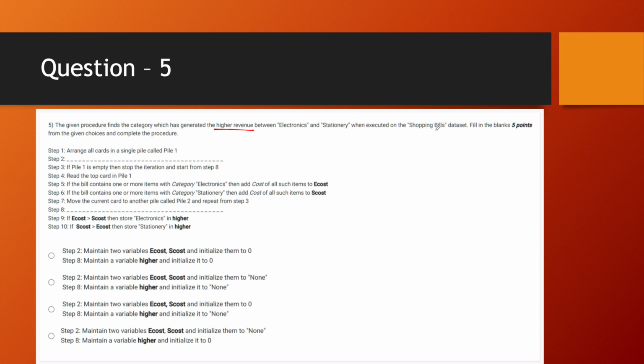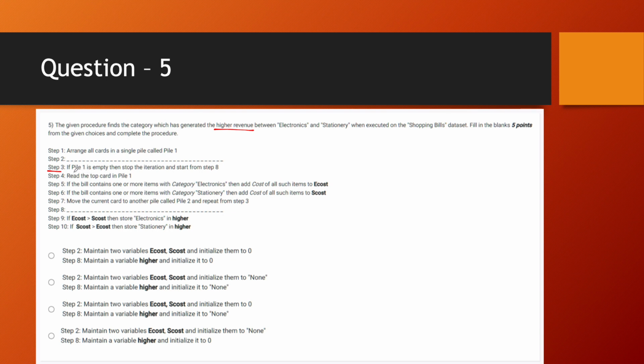Anyways, let's move forward. Step 3 is that if pile 1 is empty, then stop the iteration and start from step 8. So again, in the first few iterations, this particular step is not going to be important to us until we reach the last card on the pile. Then step 4 is that read the top card in pile 1.